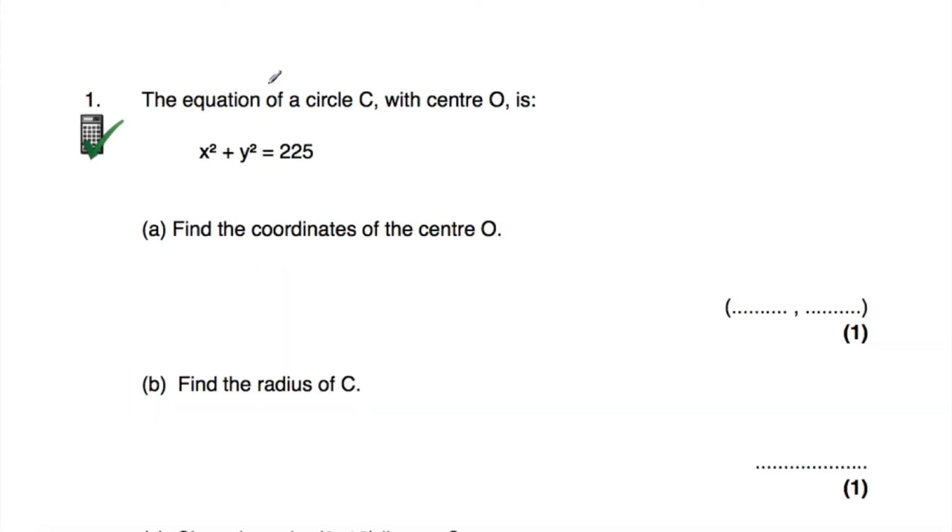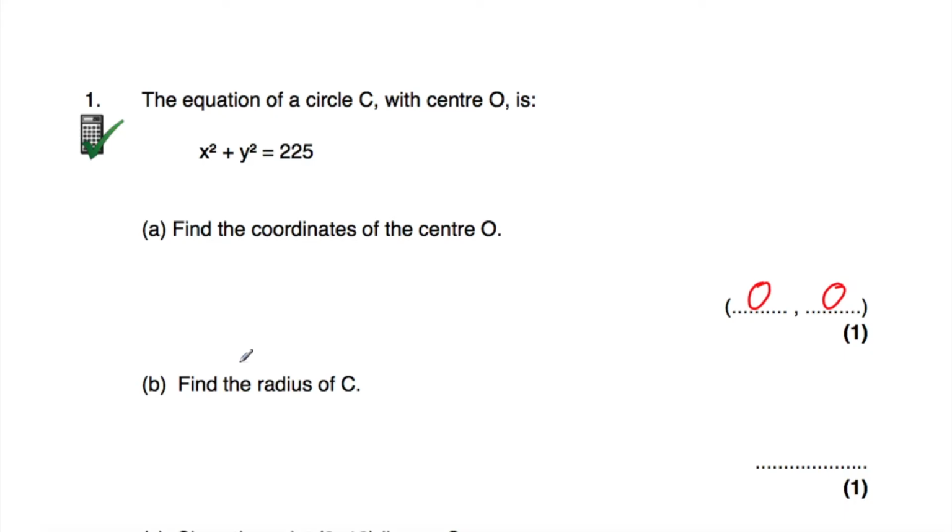Okay, question number one. Question number one says the equation of a circle C with centre O is x squared plus y squared equals 225. And part A says find the coordinates of the centre O. Now if we have a look at this equation, we've got x squared plus y squared equals 225. Whenever you get the equation of a circle in the form x squared plus y squared equals a number, the centre of that circle will be the origin. So the centre of the circle is the point 0, 0, because it's x squared plus y squared equals 225. So that means the centre of the circle is the origin, 0, 0.